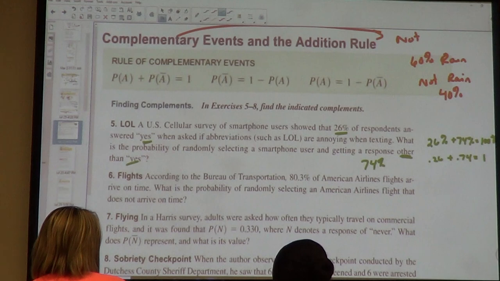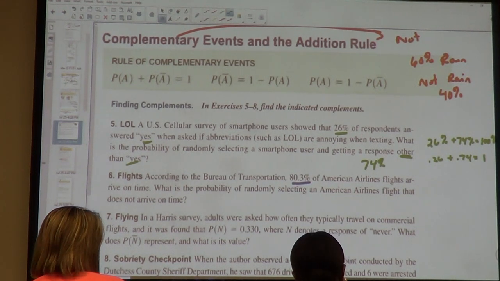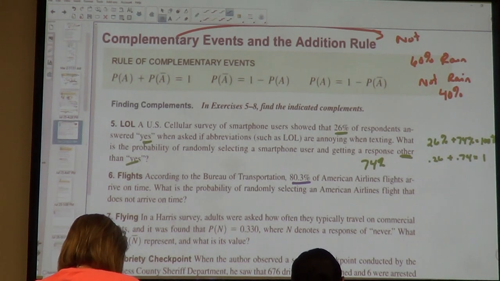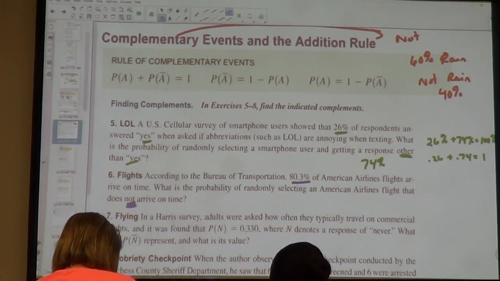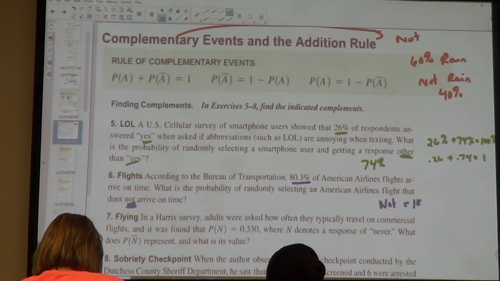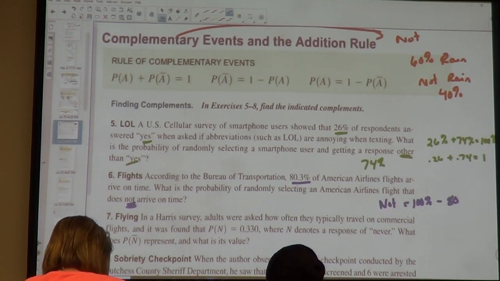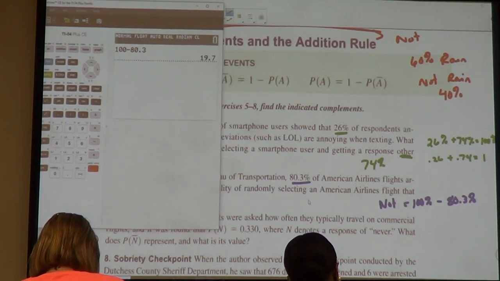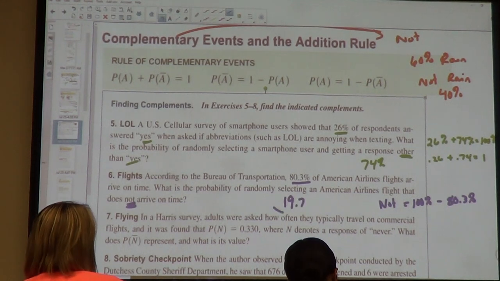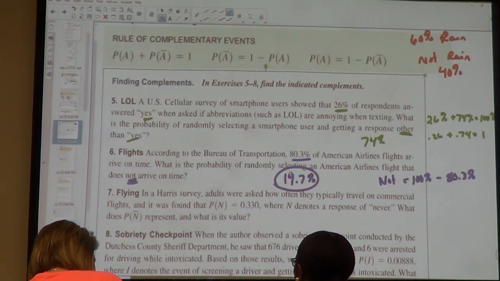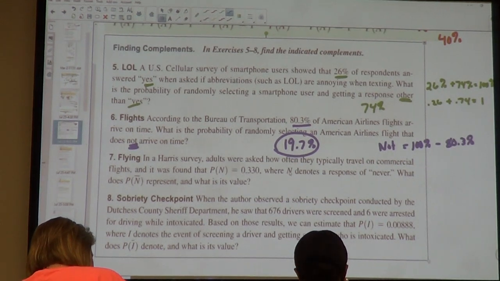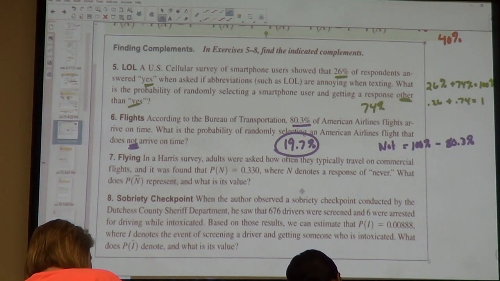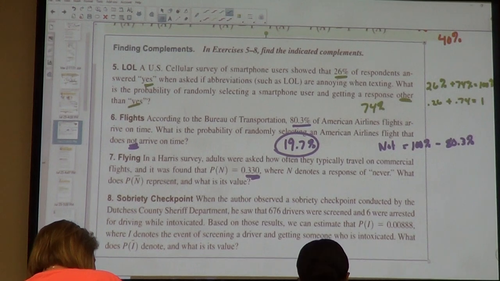So, if 80.3% of American Airlines arrive on time, what is the probability that they do not arrive on time? So the not is going to be 100% minus the was, or the is. So we're going to do 100 minus 80.3. 19.7%. The is plus the is not is going to equal 1 or 100%. Now, this one is not in terms of percents.